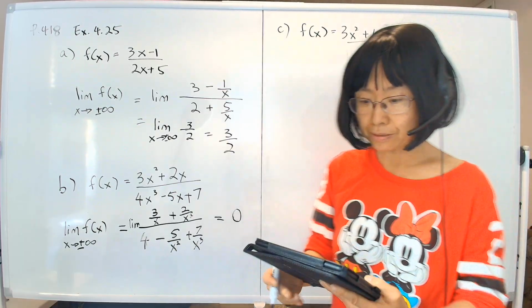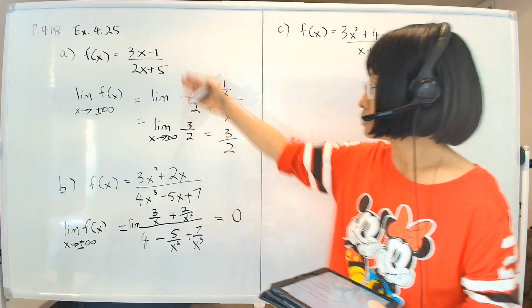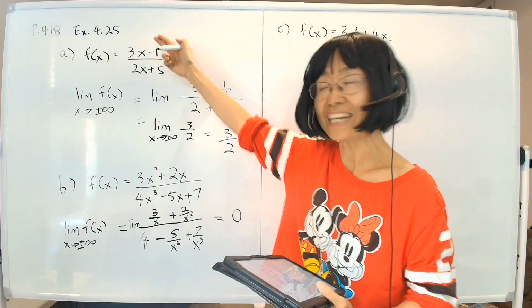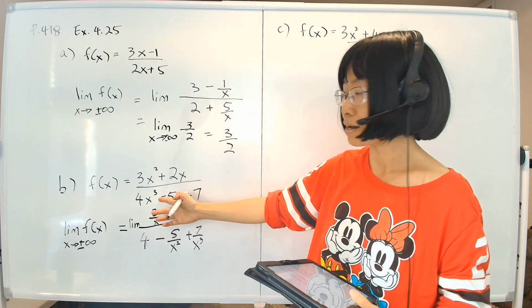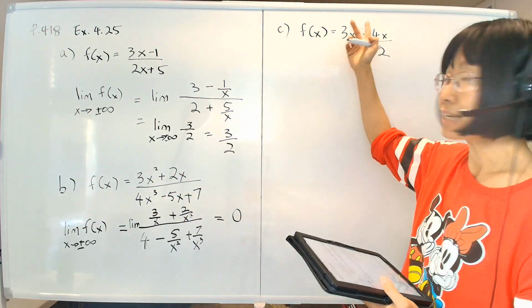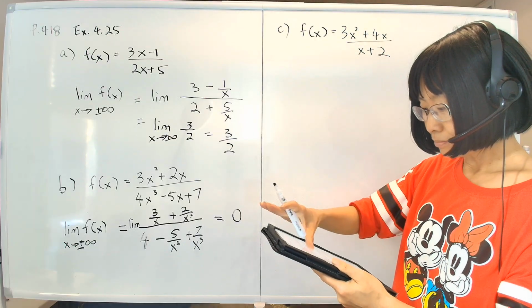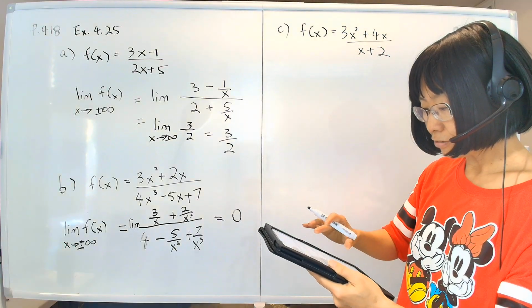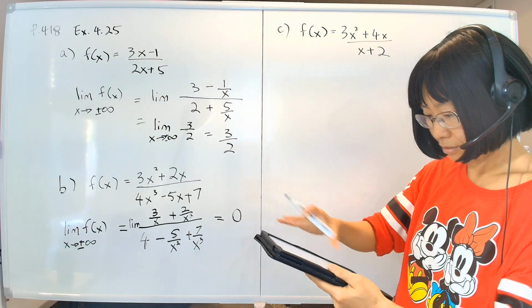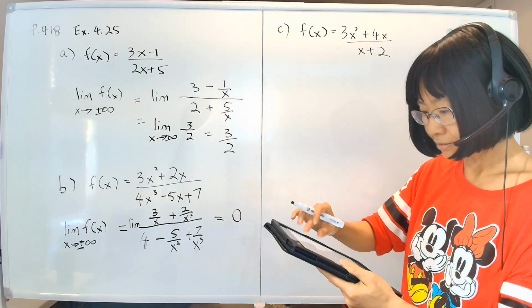So problem number C has a different case. See, in the earlier problem you have the same power, and then you have a higher power on the bottom. Now problem C has a higher power on top. Now let's see how that works out. Then for problem number C, let me find it. Next page.